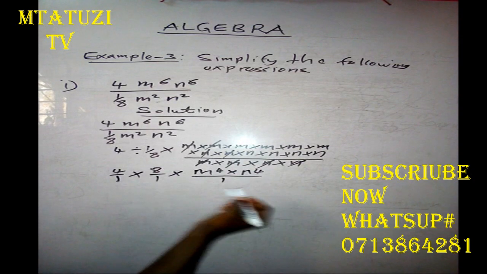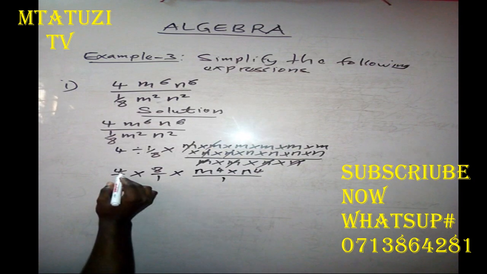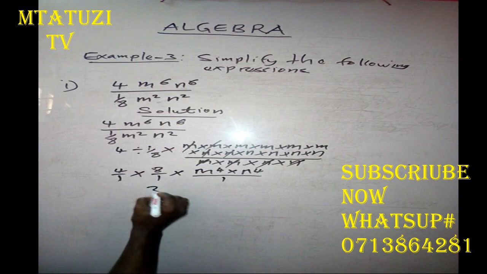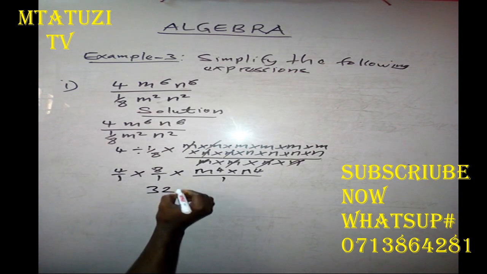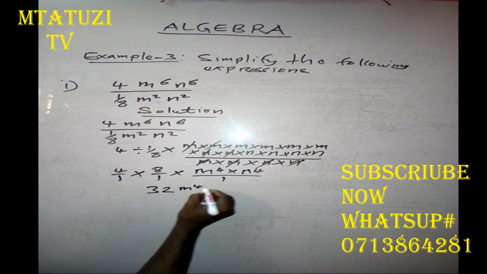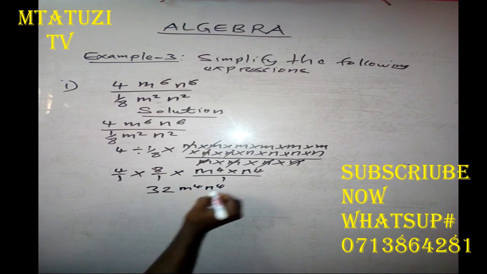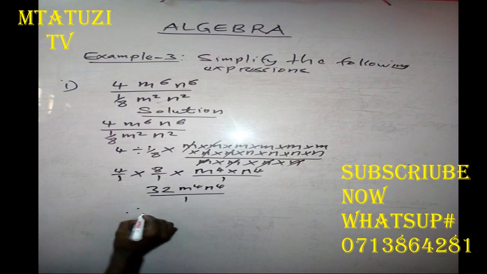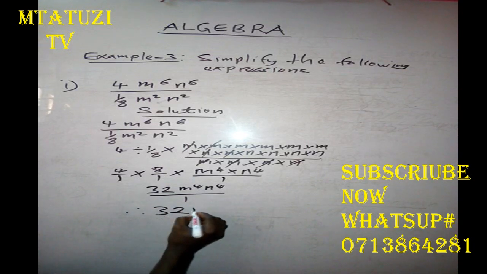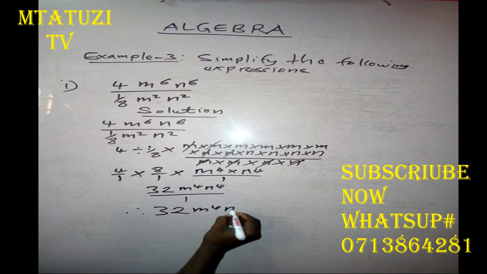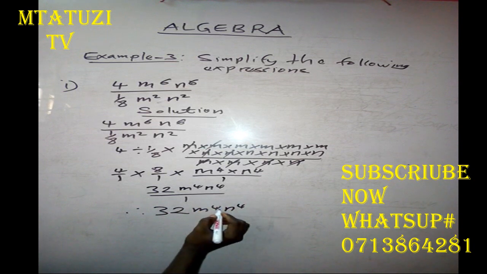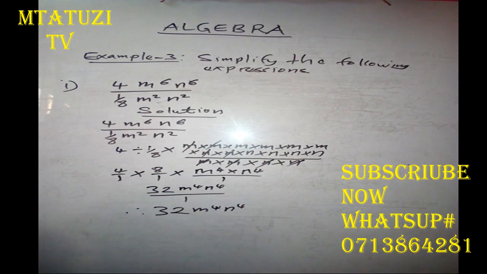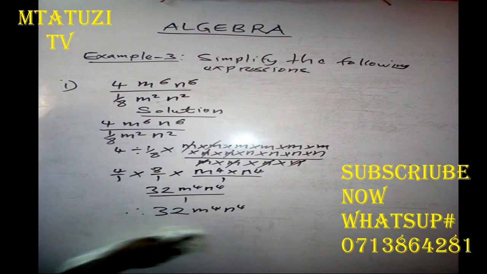And then we multiply as usual. 4 times 8 is 32, times m power 4 times n power 4, the whole of this over 1. So therefore your answer will be 32 m power 4 n power 4. So this is how to simplify a question like this one.